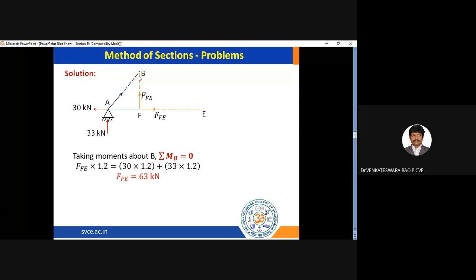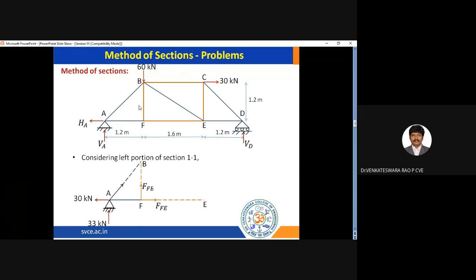FFE into 1.2, the vertical distance, is equal to, and with these reactions, I already said, you have to be careful. When I have considered the left portion of the section, whatever forces are there in the left portion, you are supposed to indicate those forces. That is, at joint A, I have the reactions HA and VA, you should indicate those values. Don't forget that. Everything above that is not needed. I have considered only the left portion, and above that what we need to show is only the neighboring joint, with dotted lines.